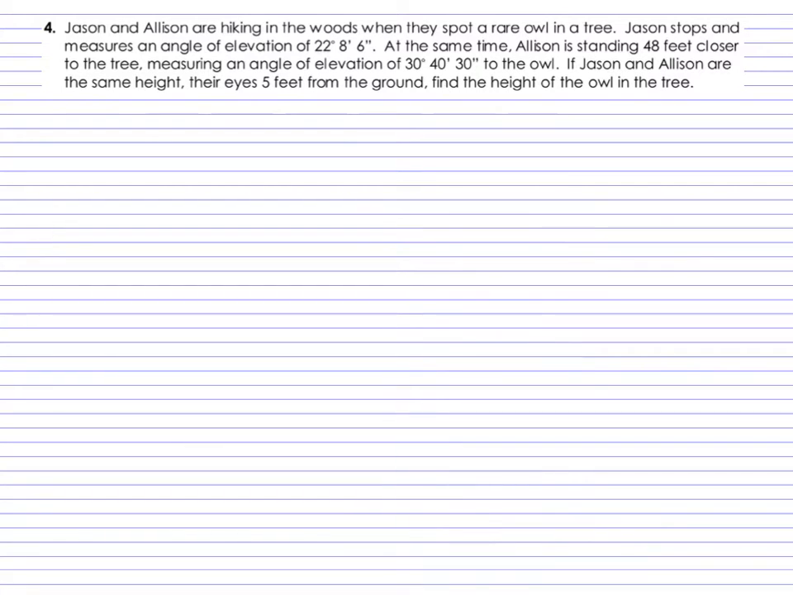Okay, so question number 4 says that Jason and Allison are hiking in the woods when they spot a rare owl in a tree. Jason stops and measures an angle of elevation of 22 degrees, 8 minutes, and 6 seconds. At the same time, Allison is standing 48 feet closer to the tree, measuring an angle of elevation of 30 degrees, 40 minutes, and 30 seconds to the owl. If Jason and Allison are the same height, their eyes 5 feet from the ground, find the height of the owl in the tree. So a couple different places where this problem is tricky right off the bat.